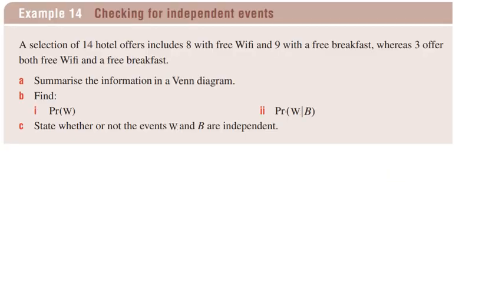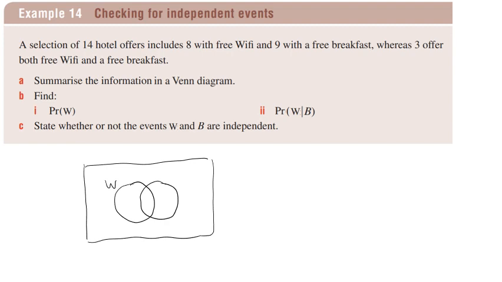Last example. A selection of 14 hotel offers include 8 with free Wi-Fi and 9 with a free breakfast, whereas 3 offer both free Wi-Fi and a free breakfast. Summarise this information in a Venn diagram. Okay, so we've either got Wi-Fi or breakfast. So there's 3 that offer both, so 3 in the middle. Wi-Fi, there's 8 altogether, so 8 minus the 3 in the middle equals 5. Breakfast, there's 9, so 9 minus 3 in the middle is 6. Check that adds up to 14. Yep, it does. Okay.